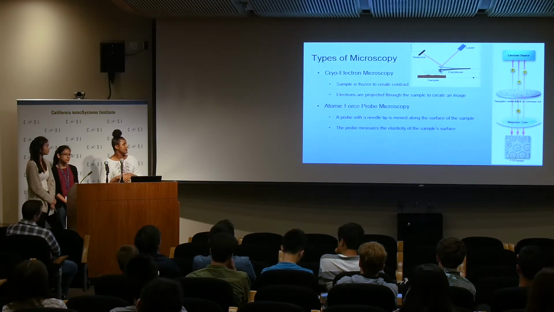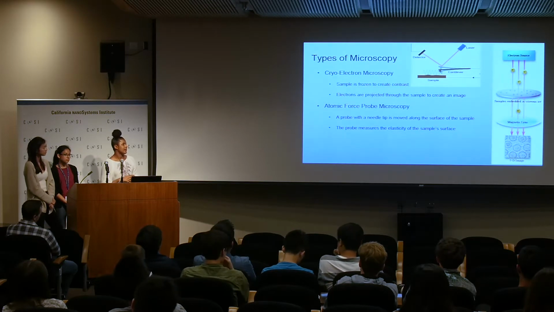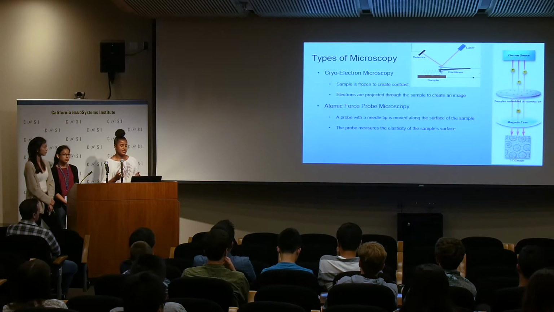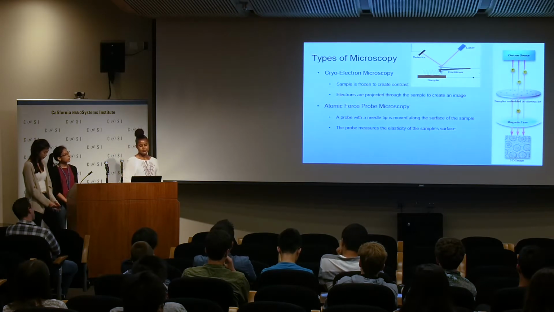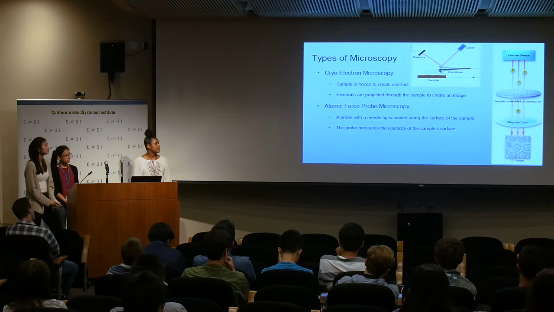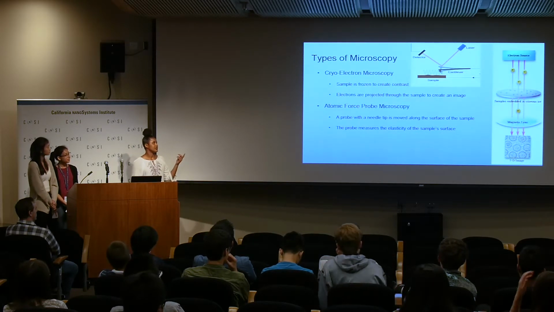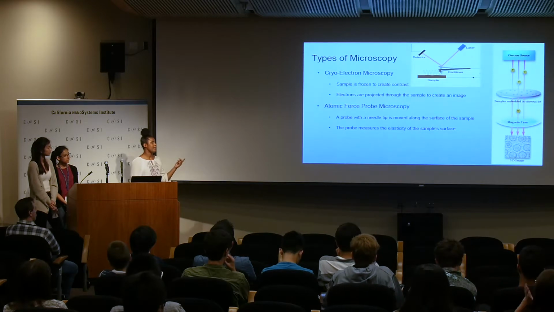The second kind we're using is atomic force probe microscopy. In that one, a needle probe is run along the surface of the sample, so it actually comes into contact with the sample and measures its elasticity by touch to create an image. And the one farthest to your right is the electron microscope, and the one closer is the atomic force probe.